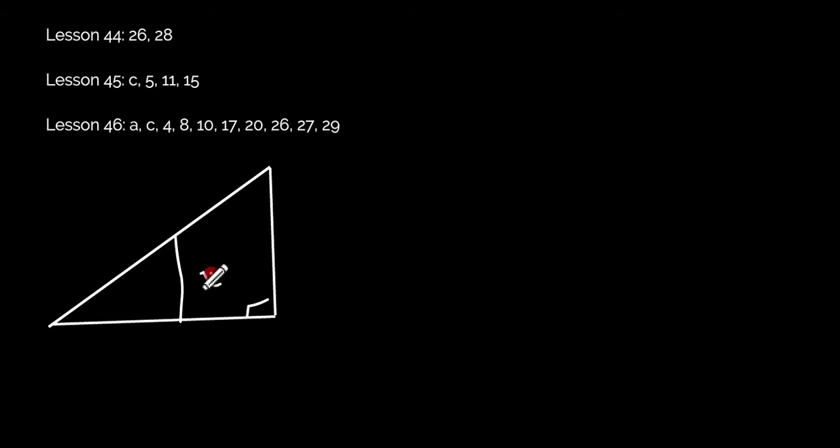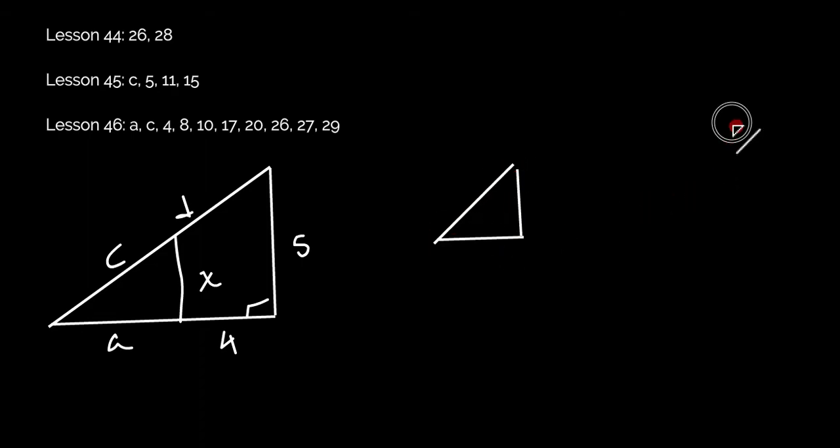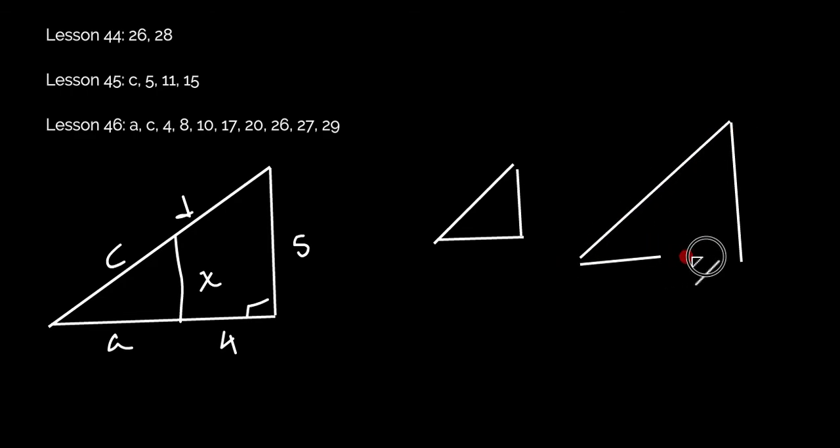So we have X, C, D, A, 4, 5. Now this one, we're going to separate it into 2 separate triangles. You're going to do the same thing. These kinds, you're just always going to separate them into 2 triangles. Sorry, this is kind of sloppy. I'm trying to hurry. All right, so these are your 2 separate right triangles.